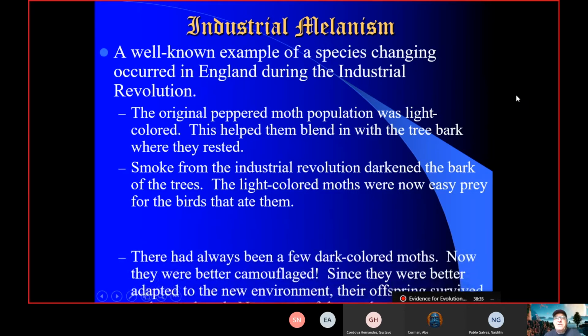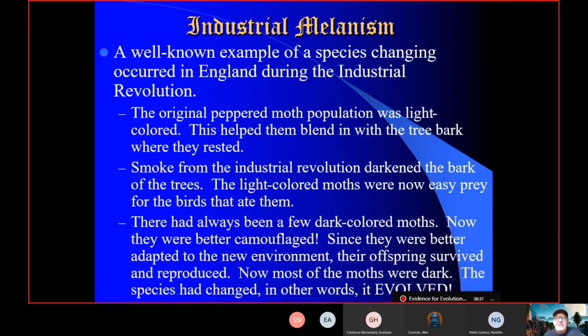Well, there'd always been a few that were darker than others because we have variation in traits, right? Remember how we have variation in traits as one of the basic steps of natural selection? But now those darker ones are the ones that are better camouflaged. Since they're better adapted to the new environment, their offspring survive and reproduce.